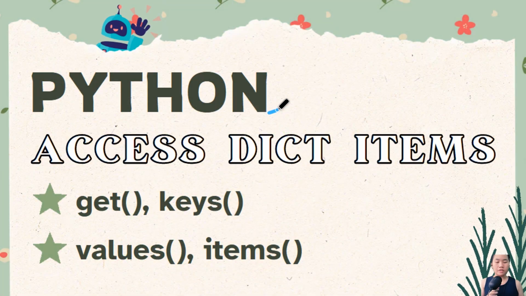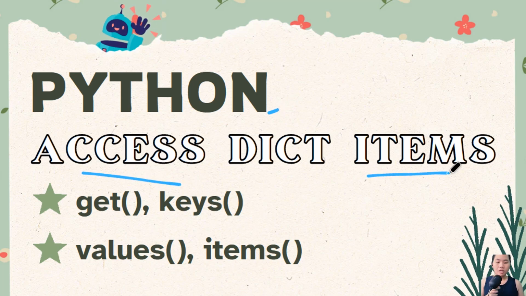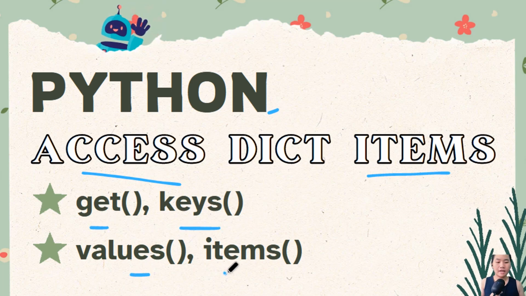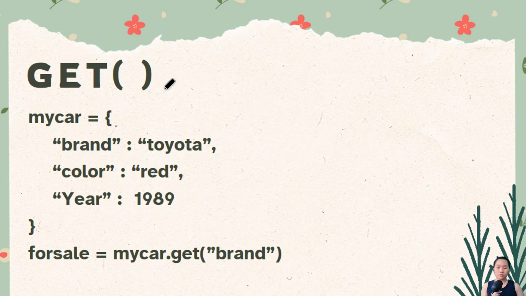So today's focus is going to be about accessing dictionary items. The methods that we're going to take a look at are get, keys, values, and items. Make sure to note the S behind them, and it's not just value, item, and key. Let's take a closer look at the get method.